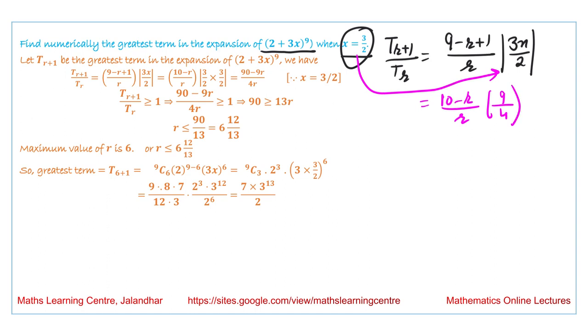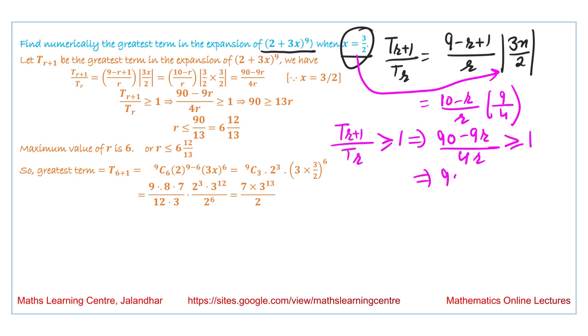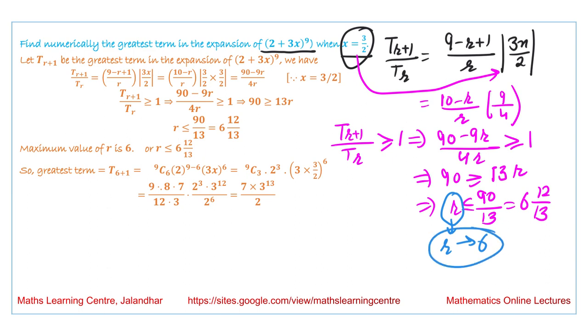Now we are saying that suppose T(r+1)/T(r) is greater than or equal to 1. So this implies (90 - 9r)/4r is greater than or equal to 1. This implies 90 is greater than or equal to 13r. So r is less than or equal to 90/13, that is equal to 6 12/13. So what we obtain from this is that the maximum value for r, we are saying r is always an integer, is 6.